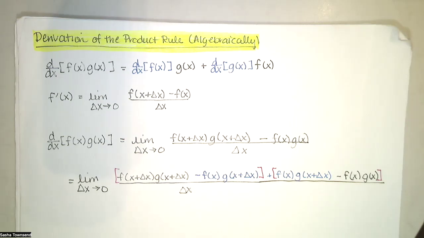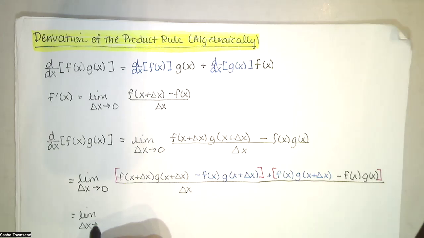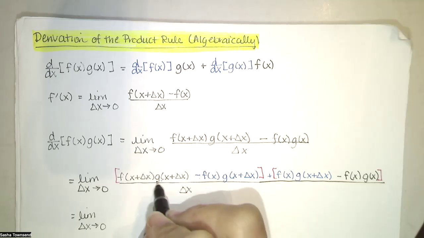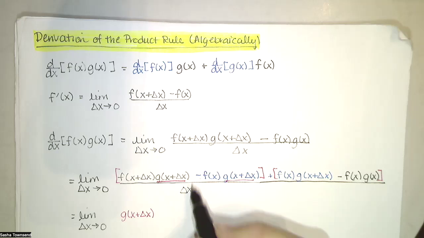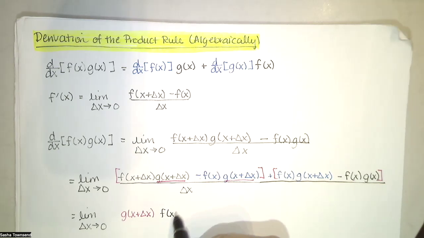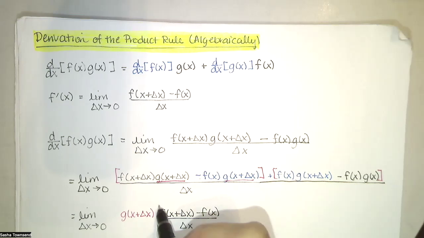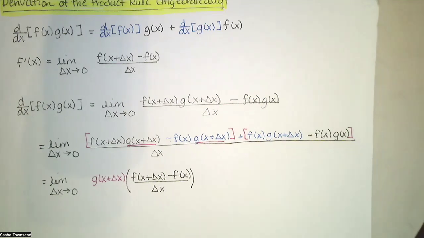And then hopefully with a little bit of factoring, we'll be able to see that this is something equal to that. So we'll say this first expression is g of x plus delta x. So that's what these two have in common. Times f of x plus delta x minus f of x, all divided by delta x. And that looks like that. So I know that I'm probably on the right track.